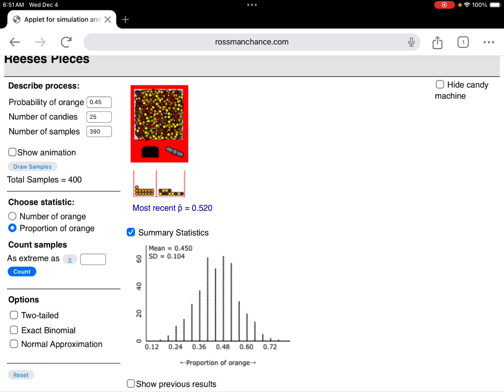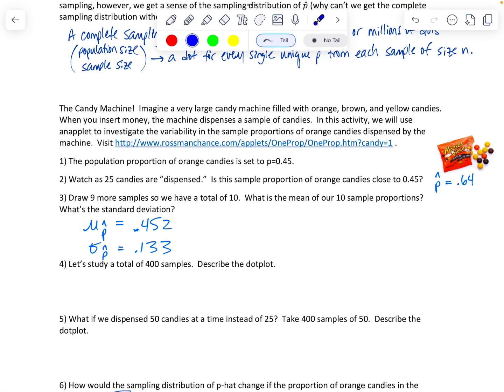Wow, look how fast it did that. Look what my mean is. The mean is 0.45, the standard deviation is 0.104. And look how beautifully, normally approximated it looks. And keep in mind, this is only 400 samples. Based on all the candies in there with a sample size of 25, I bet there's a bajillion different ways to sample 25 candies with a quarter, okay? But the mean is 0.45, and my standard deviation is 0.104.